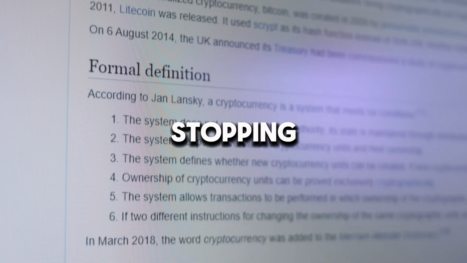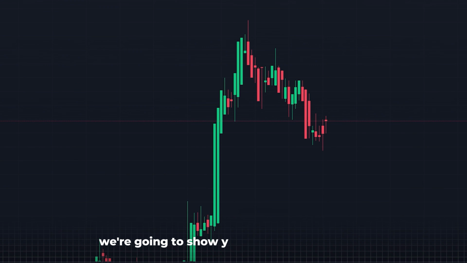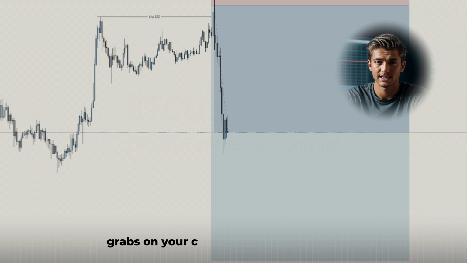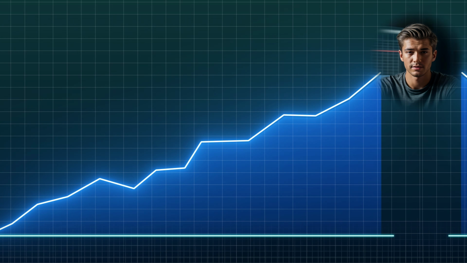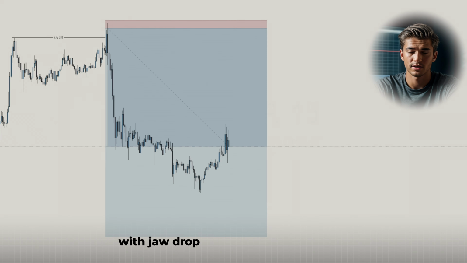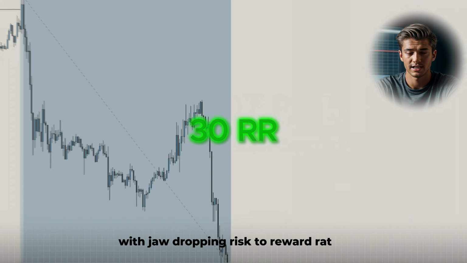But we're not just stopping at definitions. We're going to show you how to spot liquidity grabs on your charts, and more importantly, how to leverage this knowledge to execute precision trades with jaw-dropping risk to reward ratios.